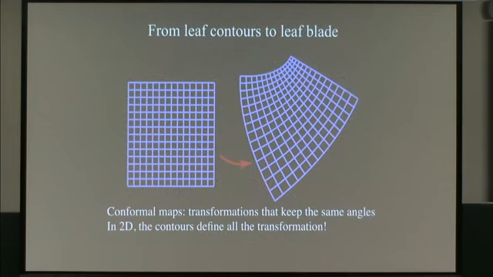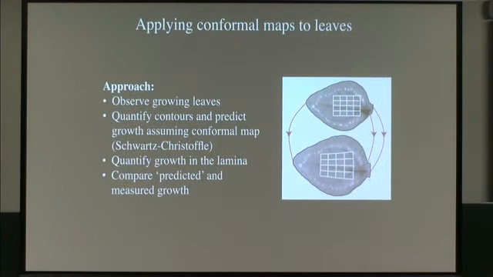So just now I'll try to summarize the few slides in one sentence. The contour is nice information, but it's only part of the information. We're also interested in what happens in the blade of the leaf. One thing that was inspired by D'Arcy Thompson is the use of conformal maps. One nice property of conformal maps in 2D is that if you know the contour, you know the transformation everywhere.